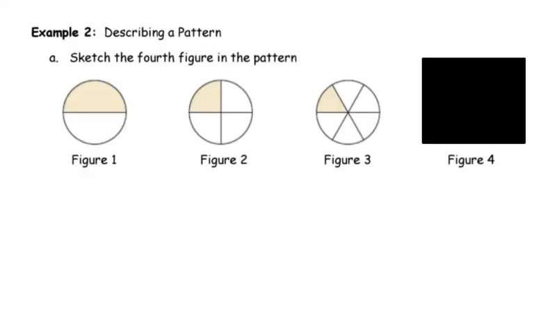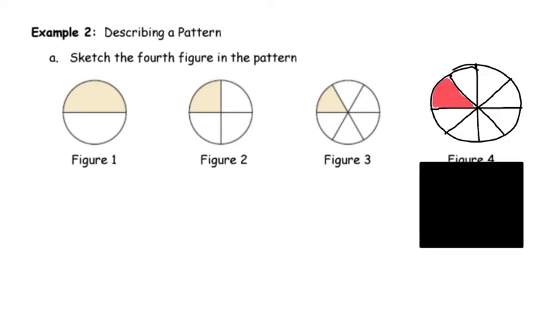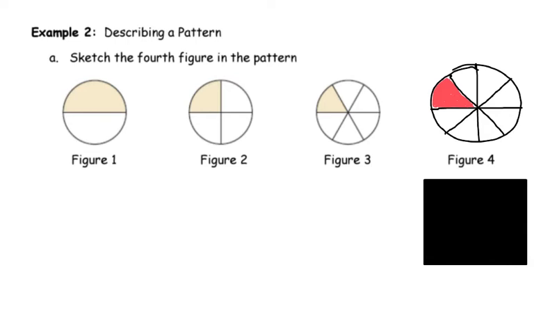All right, so again, more examples on patterns. Sketch the fourth figure in this pattern. Notice first figure, we have a circle cut in half. Then we have a circle cut into fourths. Notice in each one of these, one section is also highlighted or colored in. Then we have it sliced into 6 pieces with one section colored in. So I'm guessing this figure is going to be sliced into 8 pieces and also have one section colored in.